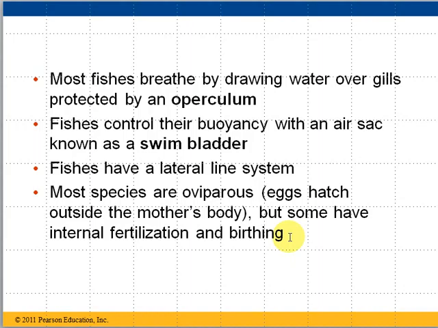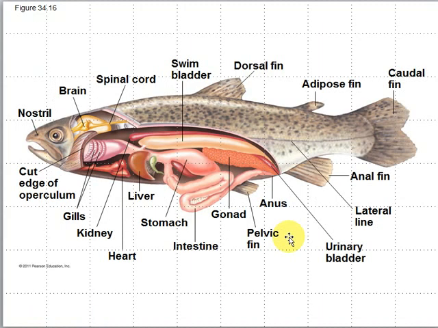So here's your basic fish. This is the anatomy of a trout, which is a common ray-finned fish that you might be familiar with. So they have a lot of the same body parts that you and I have. They have gills, of course, instead of lungs. This is the protective edge of the operculum that protects the gills there.